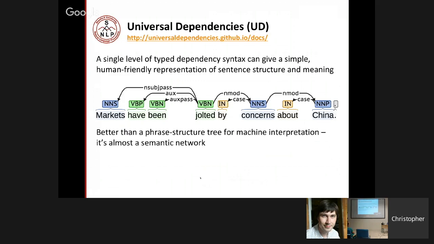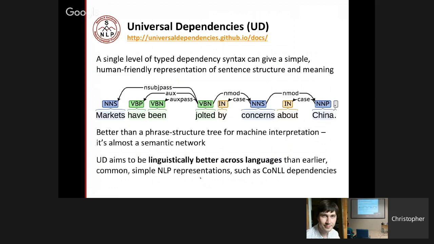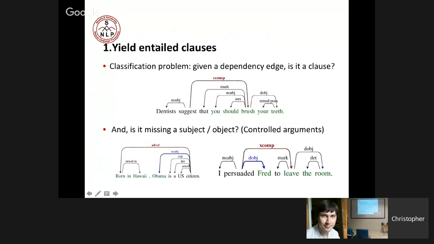These have turned out to be very friendly representations for machine interpretation because they're almost a semantic network. And so the idea of Universal Dependencies is to be a version 2 of this that's linguistically better across languages than earlier representations. This is a project that a whole bunch of us are working on, and you can find it on the web at this address. Happy to have other people involved in that.